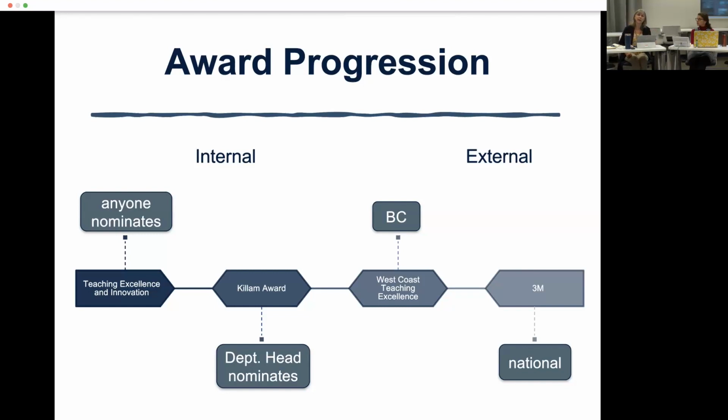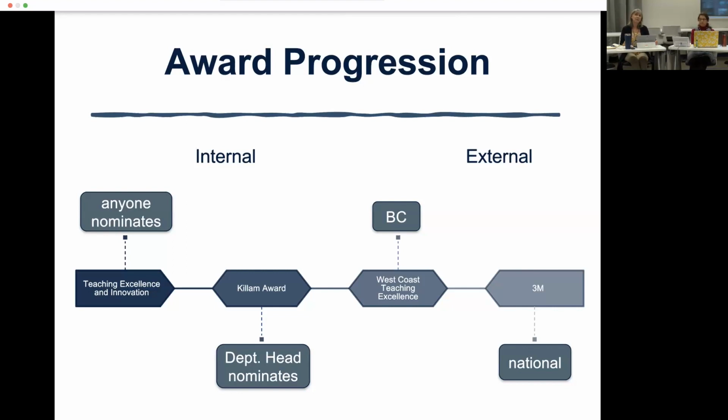I would recommend, if someone wants to go for the BC West Coast Teaching Award, that they would have had some institutional awards prior. And then if you want to do the 3M, a very natural progression is that people have won institutional awards and then perhaps a bigger regional award to get to 3M. What's interesting about the 3M awards, there are also team awards, not just individual awards, and there's also student awards. So if you're interested in that, you might want to check out the website.